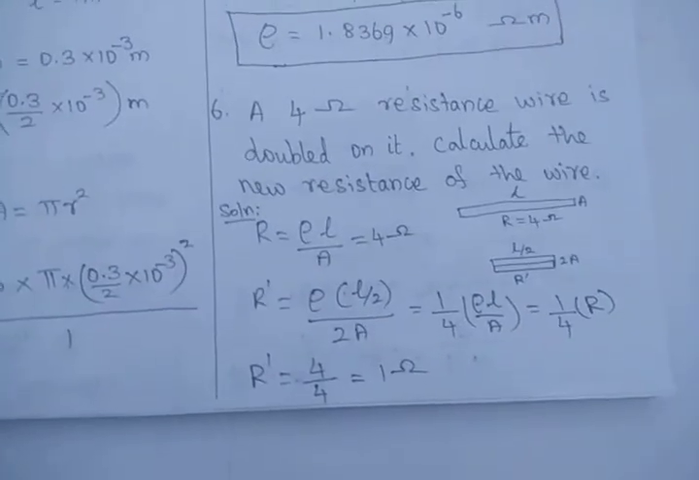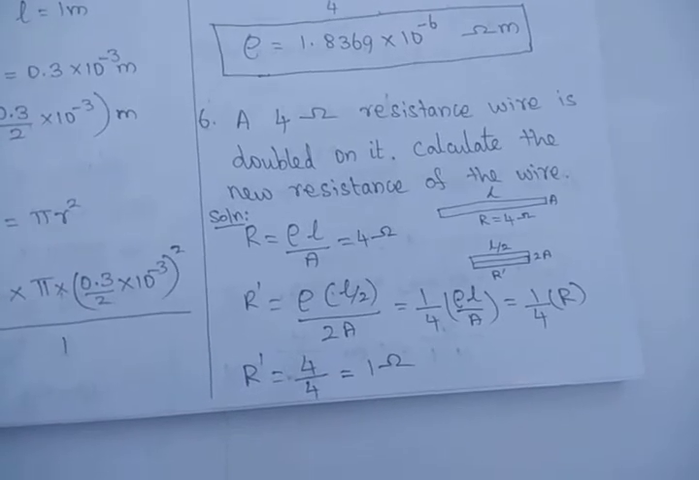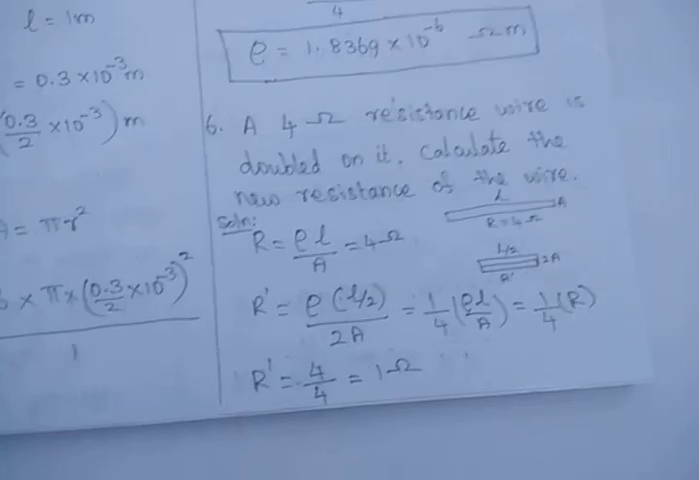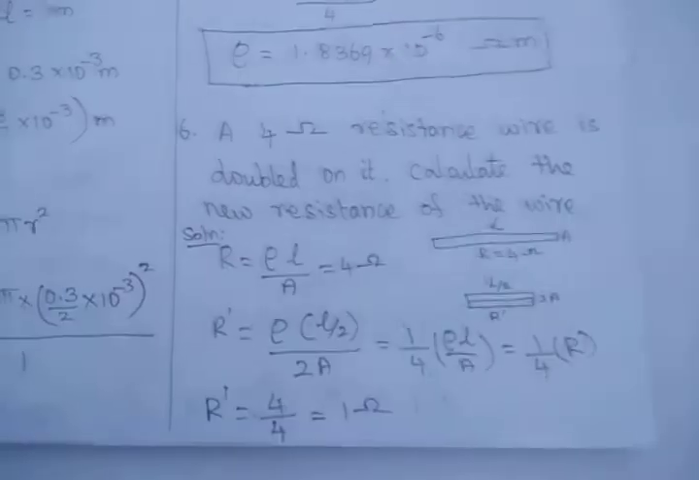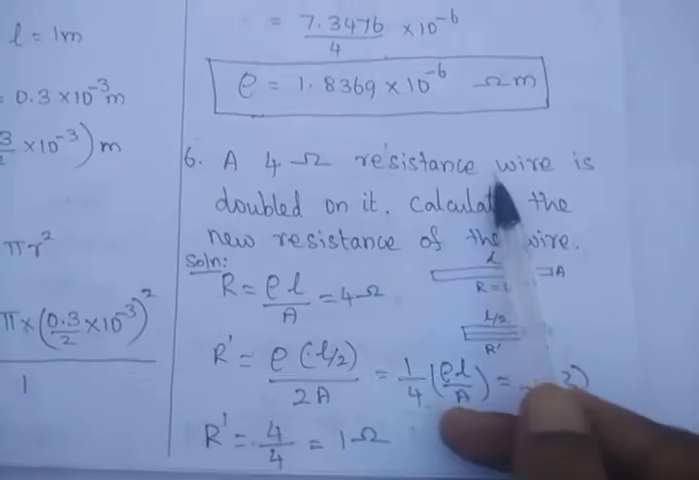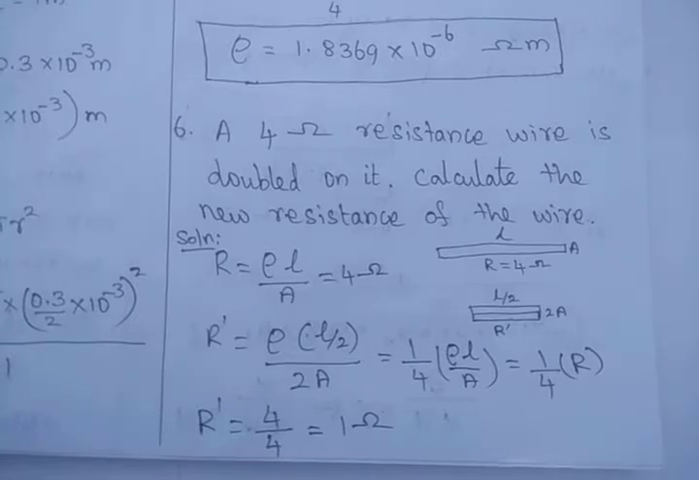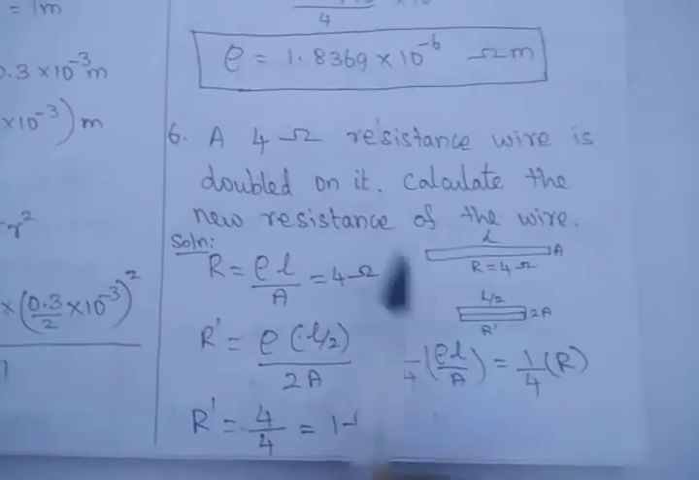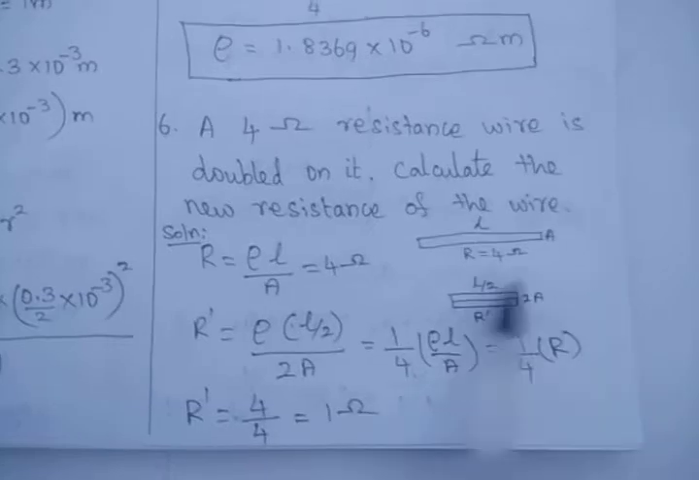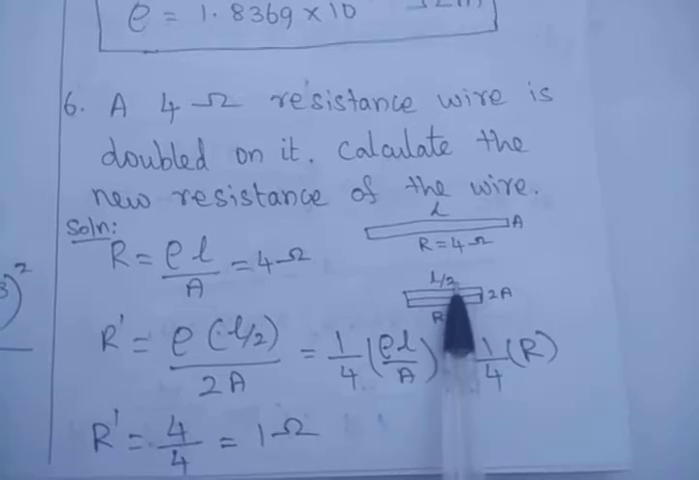This is also our book example problem. A 4 ohm resistance wire is doubled on itself. Calculate the new resistance of the wire. Very simple. The 4 ohm resistor has length L and area of cross section A. Read the question carefully: it is doubled on itself, meaning they fold it. If it is folded in half, the length becomes half and the thickness becomes 2 times. So the area is 2A and the length is L by 2.